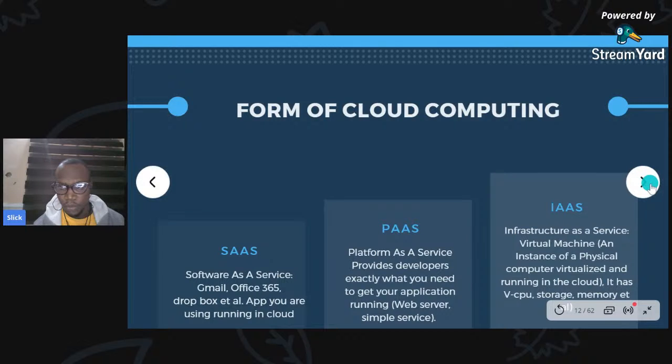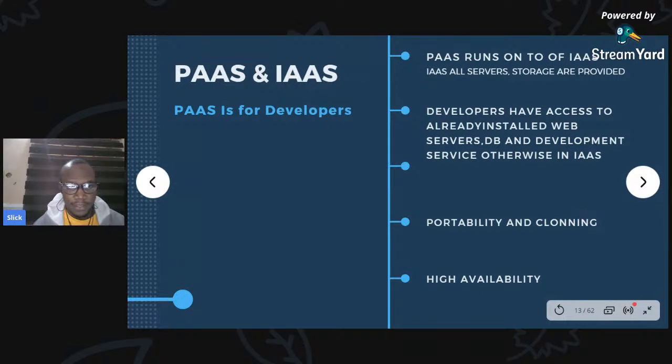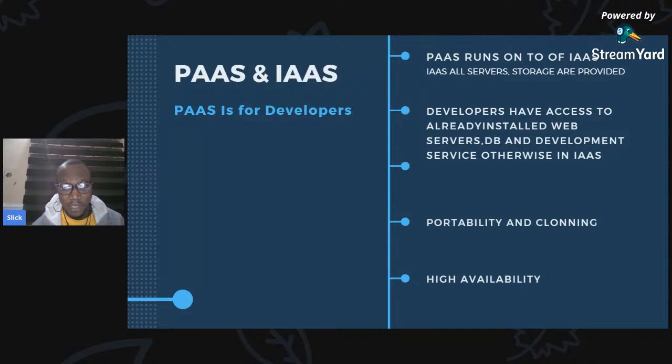As we're moving on, let's talk about PaaS and IaaS. A platform as a service runs on IaaS servers as well, because platform as a service runs on top of infrastructure as a service, which provides the storage, the servers, and everything for the platform. But it's automatic. As a developer, you don't have to bother about how everything is done. Developers have access to already installed web servers, databases, development environments, and services.